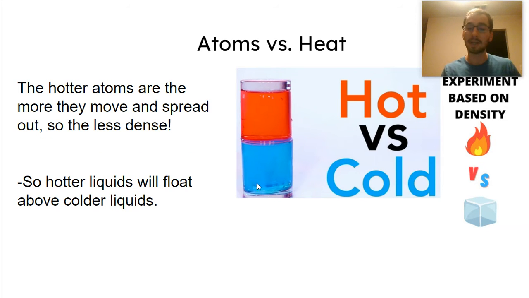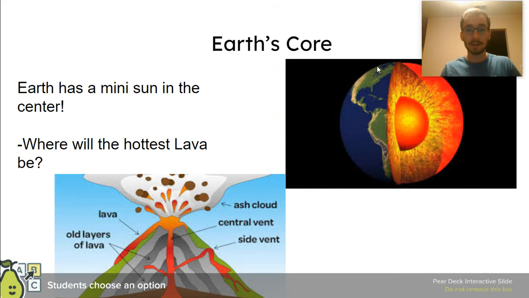And if you use food dye, you could see here. If you dyed hot water red and cold water blue, the blue water would be below the hot water, because when atoms get hot, they spread out. So when the atoms get hot and spread out, they get less dense and then they float up, which is why heat rises. That's some review.